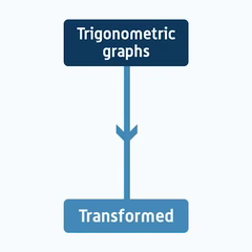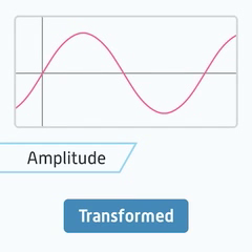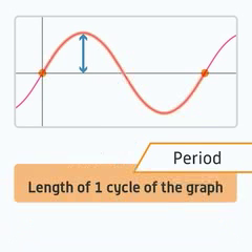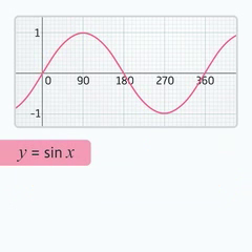Like all other graphs, trigonometric graphs can be transformed, but this affects the amplitude. This is the distance of a wave's maximum disturbance from its undisturbed position. It also affects the period, which is the length of one cycle of the graph. For example, let's look at how we transform the graph of y equals sine x.